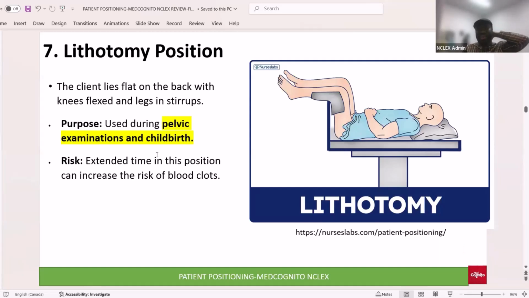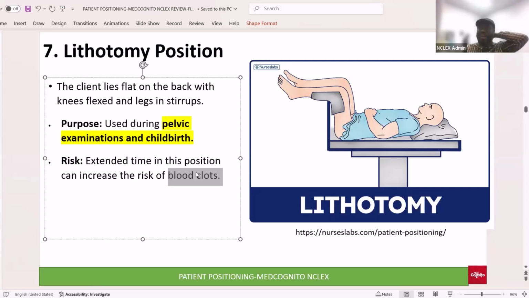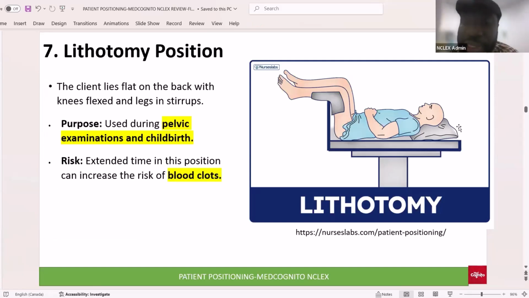If you have a client who stays in this position for a very long time, it can lead to blood clot formation. So make sure you don't keep the client in the lithotomy position for so long. Please remember, lithotomy is for pelvic exams or procedures, and especially for clients who need to deliver a baby. Okay, now let's go on to the next one.